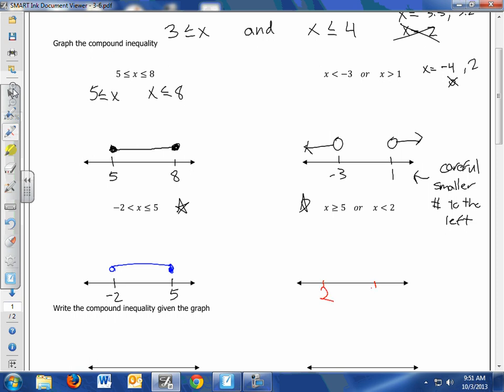Excellent. A lot of people get tripped up because they put 5 on the left because they see 5 on the left over here. Okay? 5 is a bigger number. It should be over here on the right.